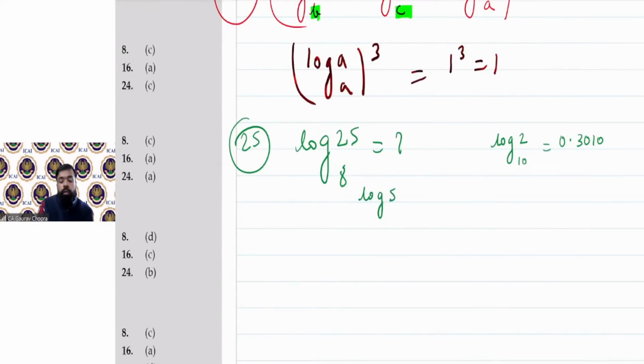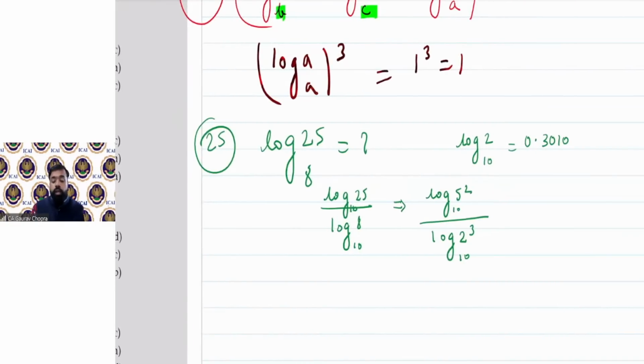Now, the first thing is to apply the breakup property. So it will become log of 25 divided by log of 8. Common base we have taken 10. Then log 25 can be written as log of 5 square base 10. 8 can be written as 2 cube base 10. Now this 2 will jump forward, so it is 2 log of 5 base 10, and 3 will jump forward, it is 3 log of 2 base 10.